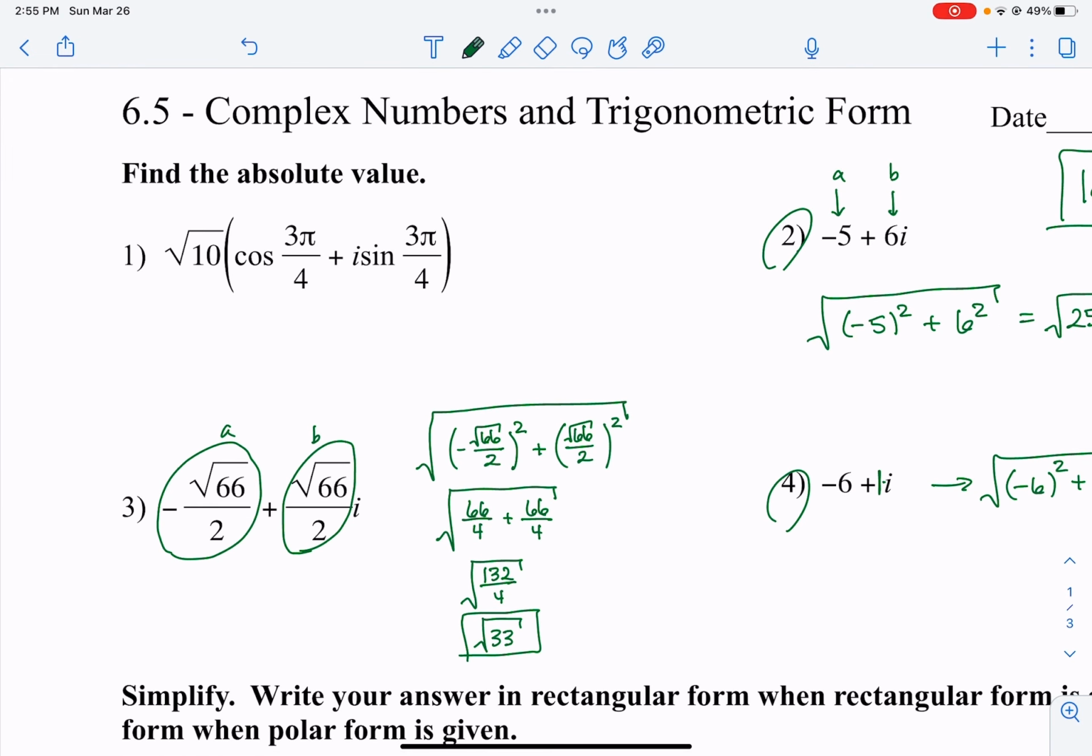Remember, absolute value just means the distance from the origin. So that's why it looks so similar to the Pythagorean theorem, because you can basically create a right triangle, and that distance is the hypotenuse of the right triangle.